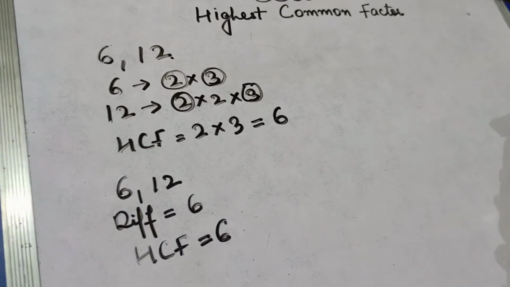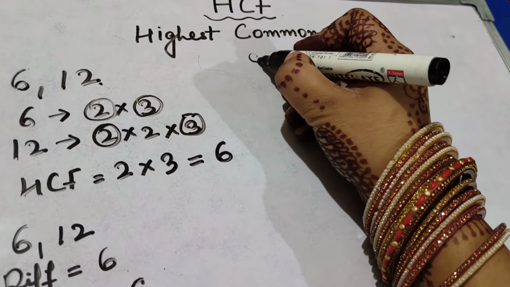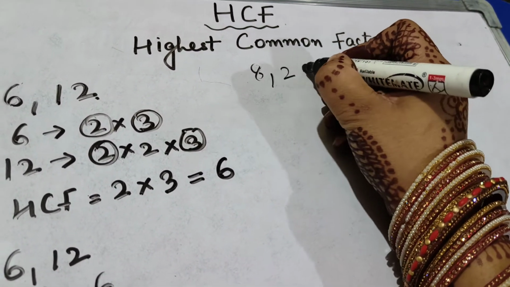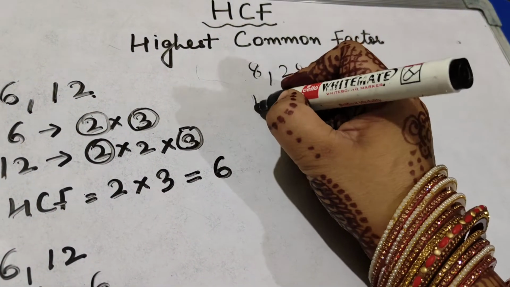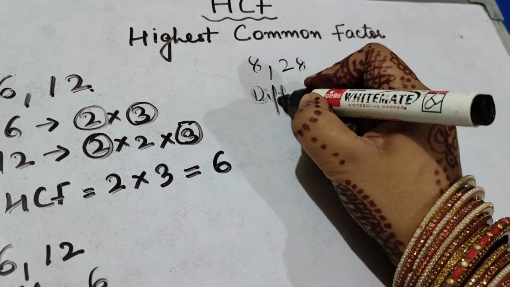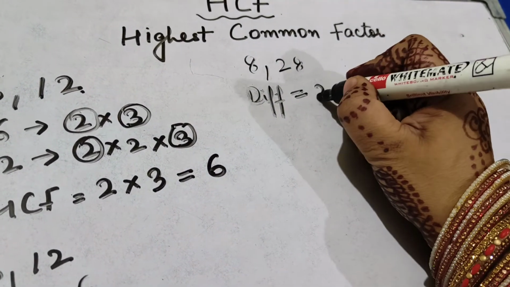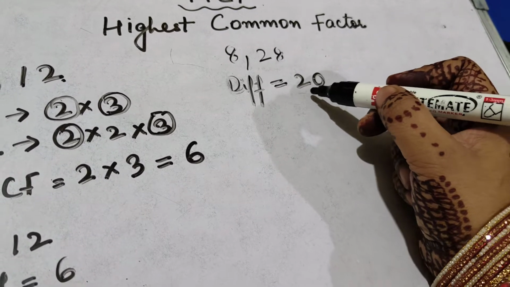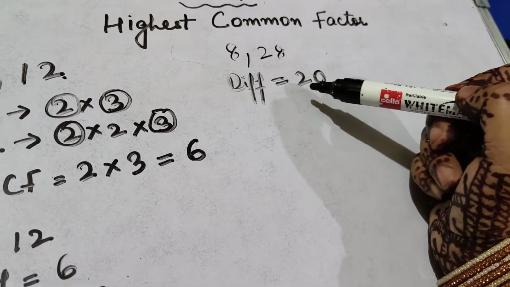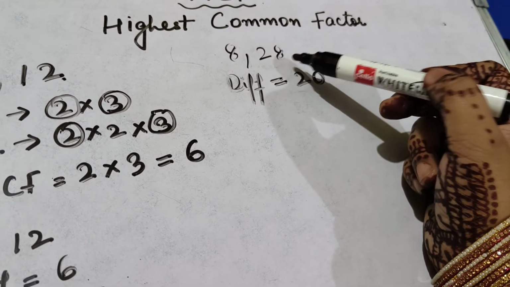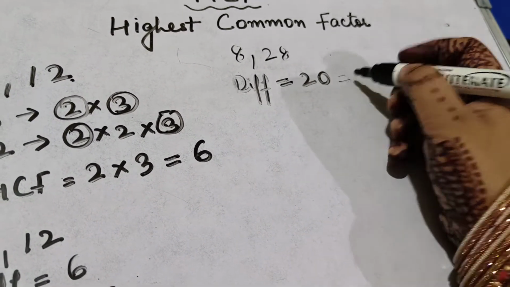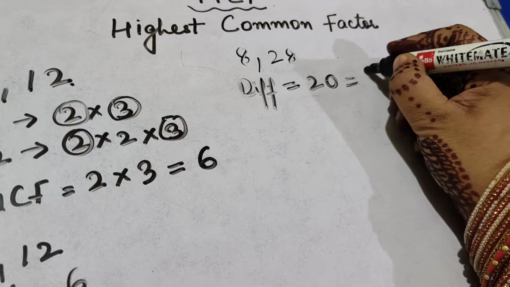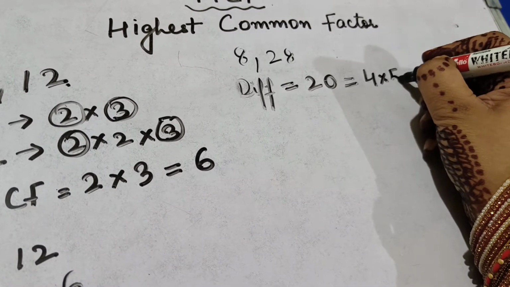Let's take another example, 8 and 28. What is the difference between 8 and 28? That is 20. So we have to see whether 20 is in the table of 8. No, it's not. Again, it is not in the table of 28. So we have to find the factors of 20, that is 4 into 5, right?